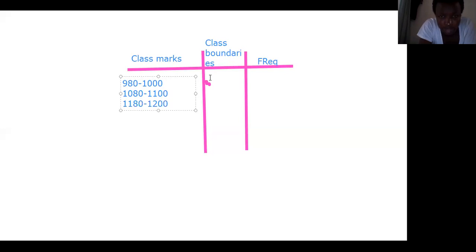So what will be the class boundary here? Who can tell me? What will be the class boundary here? Harriet, what will be the class boundary here? I'm listening. Harriet, talk to me. Ruben, talk to me.